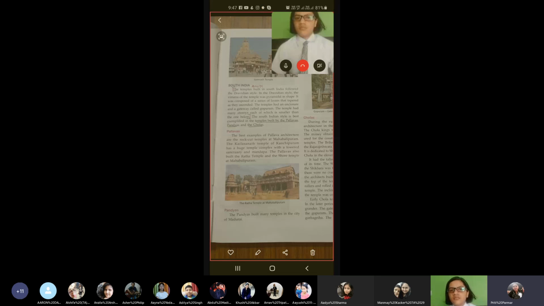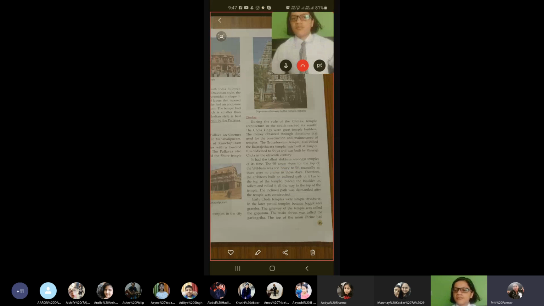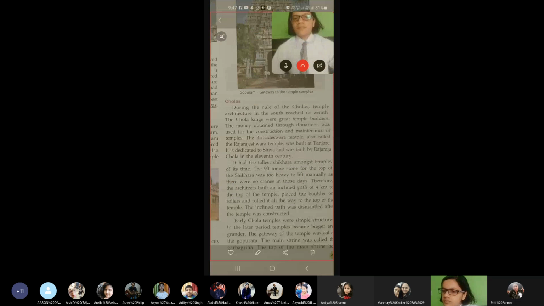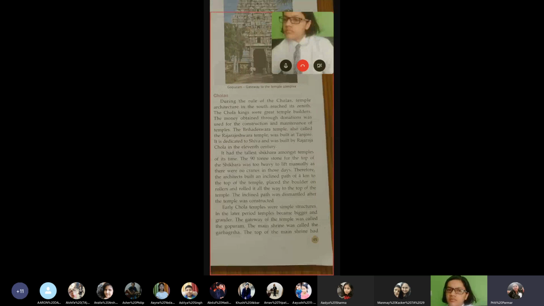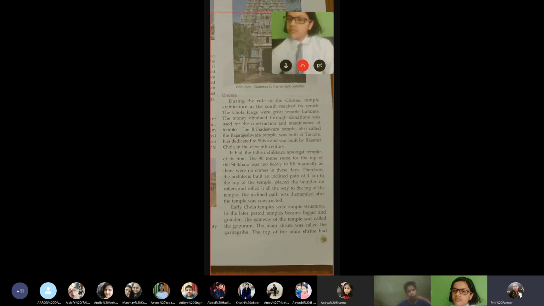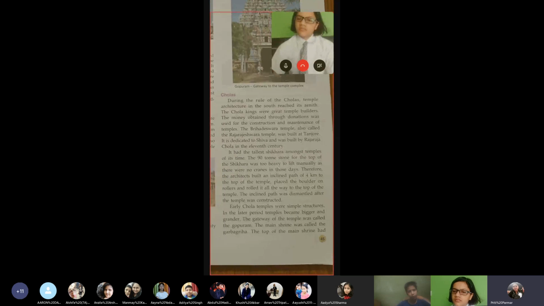Let's see, the Chola kings. During the rule of the Cholas, temple architecture in the south reached its zenith. That means peak. Under the Chola kings, they were master builders of temples, and the building of temples reached its peak, its zenith. The Chola kings were great temple builders.